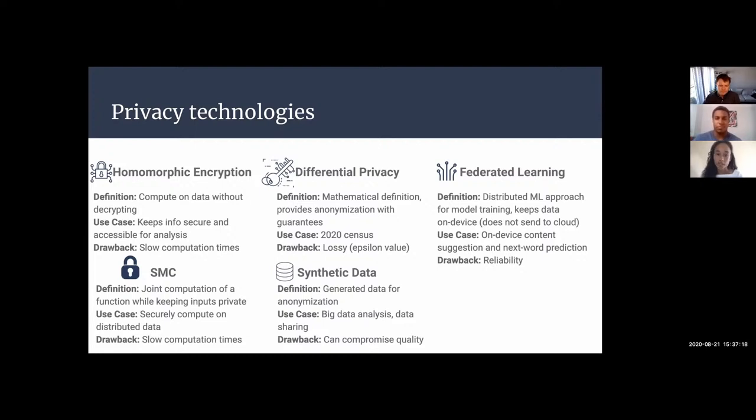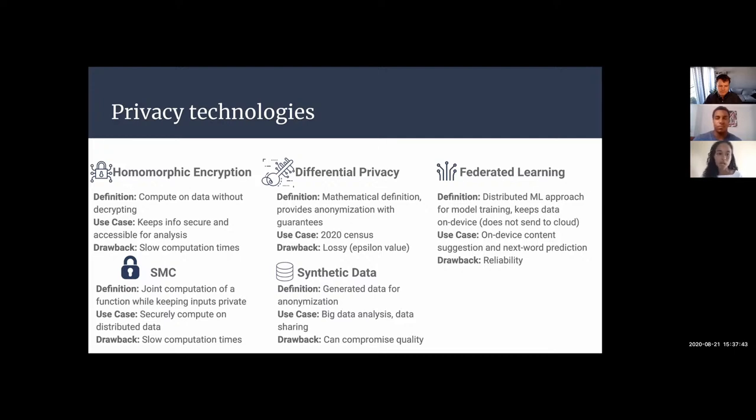So another technique that has a similar limitation, secure multi-party computation, which is just below, can also be computationally intensive. So what it does, it enables joint computation of a function, but it keeps the inputs private. So a use case here is aggregating data from many different sources while protecting the privacy of each different source.